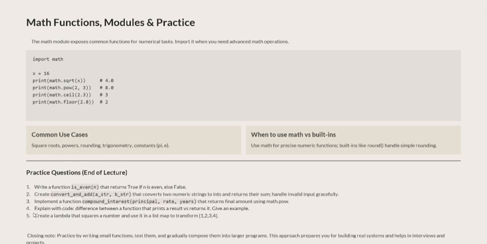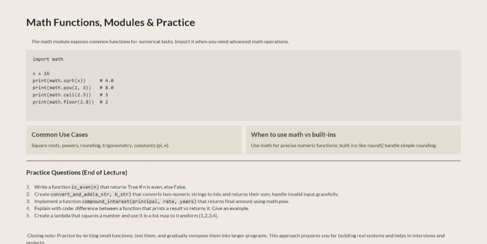Okay, so question number 4. Explain with code the difference between a function that prints a result versus returns it. Give an example. So understand the difference between printing and returning. A function that prints only displays the value. A function that returns gives the value back, so it can be reused.